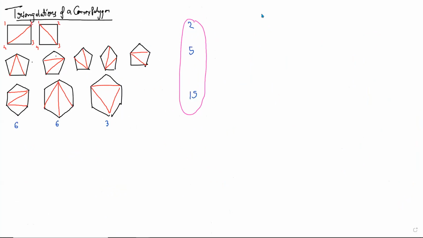Yeah, otherwise we might end up. So see, first of all, let me mention this. These numbers 2, 5, 15, and the next will be 42 if you have done the homework. Right, the next will be 42. I had asked you to do this.